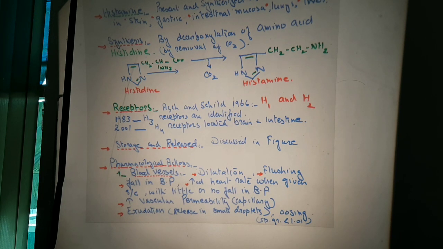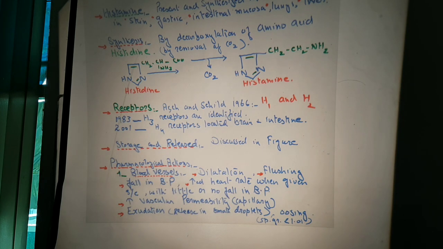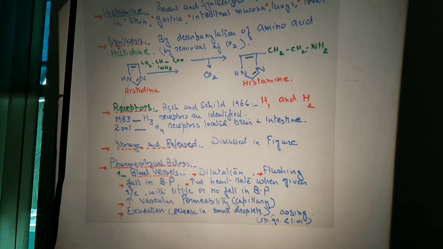Similarly, histamine also has its receptors, and that was scheduled in 1966. There are two receptors, H1 and H2. These are the two receptors identified by the research of Ash and Schild. So H1 and H2 receptors. In 1983, because research is going on, further receptors were found in the body for histamine. A third one, the H3 receptor, was identified. In 2001, H4 receptors were identified, and these H4 receptors are located in the brain and intestine.